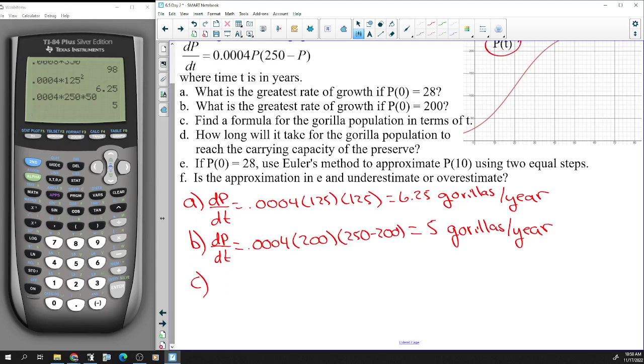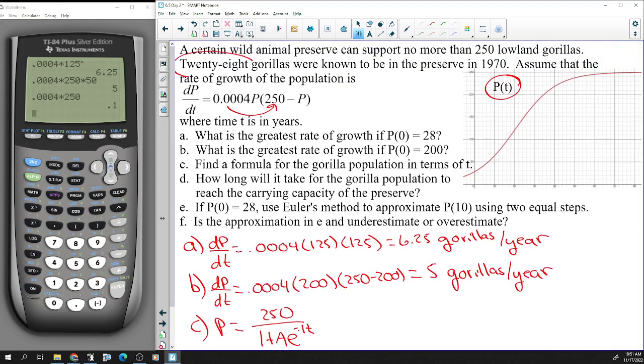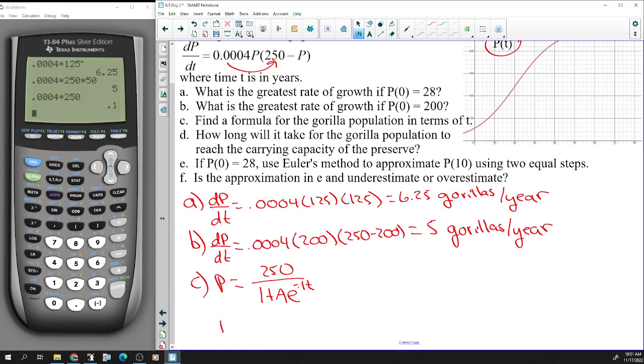Letter C says find a formula for the gorilla population in terms of t. It doesn't say use partial fractions. So the population is 250 over 1 plus A e to the, I need m times k: 0.0004 times 250. So that coefficient, there's that 0.1 that I was thinking about. There's almost the formula, almost. But we need A. To get A, we're going to use the fact that there's 28 in year 0. We're saying 1970 is year 0. So P is equal to, whoops, not P, excuse me, 28.